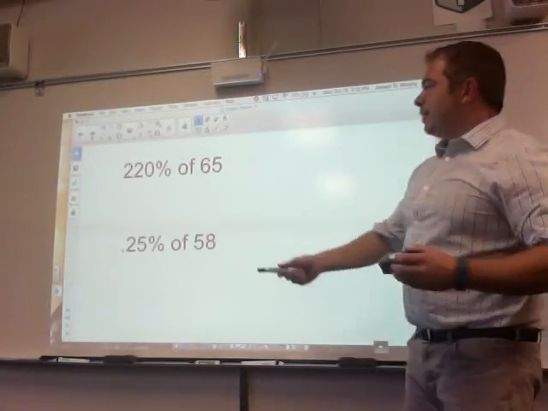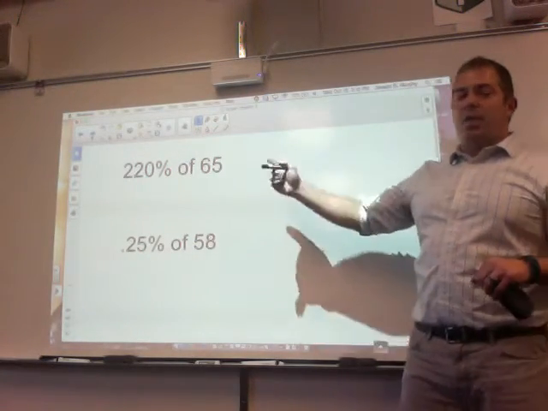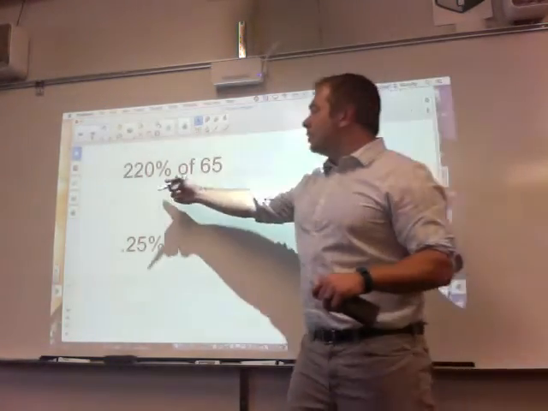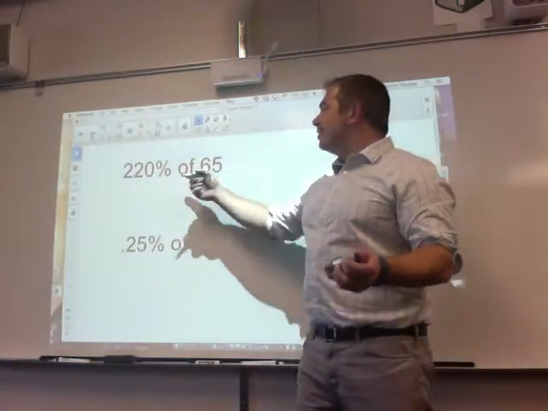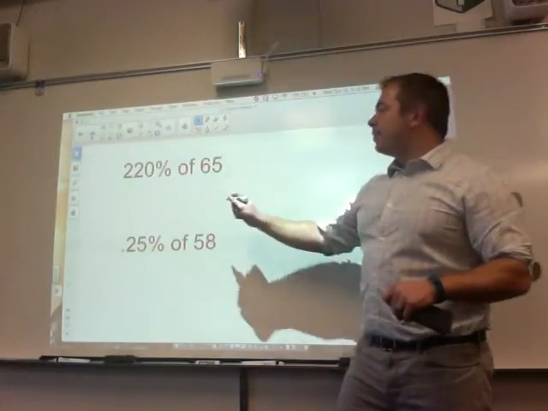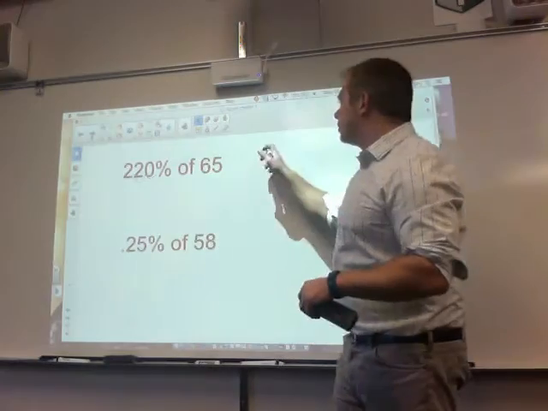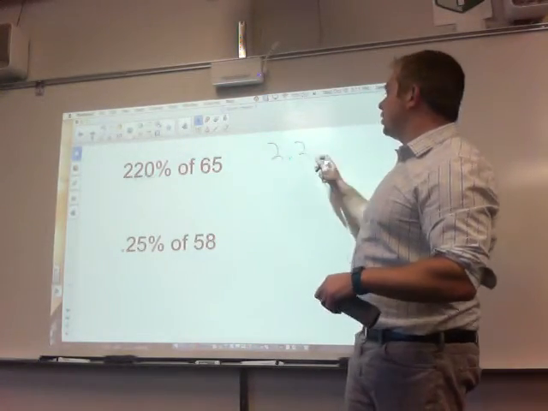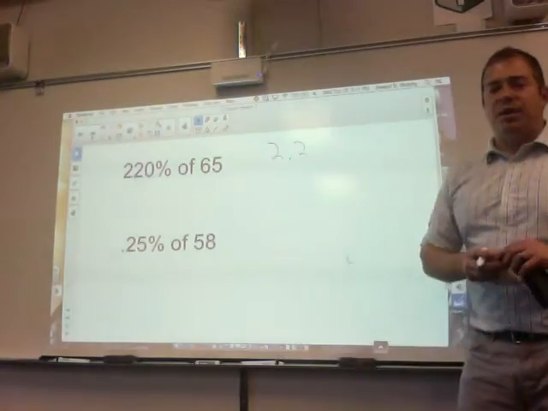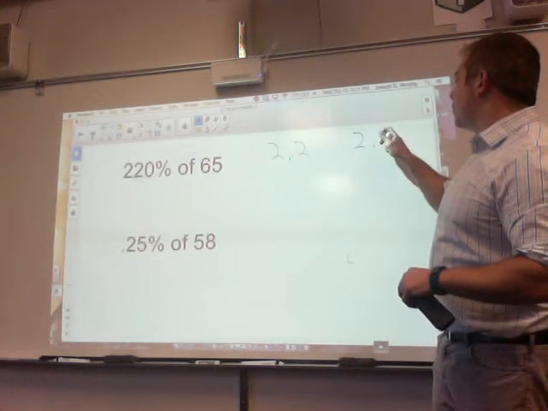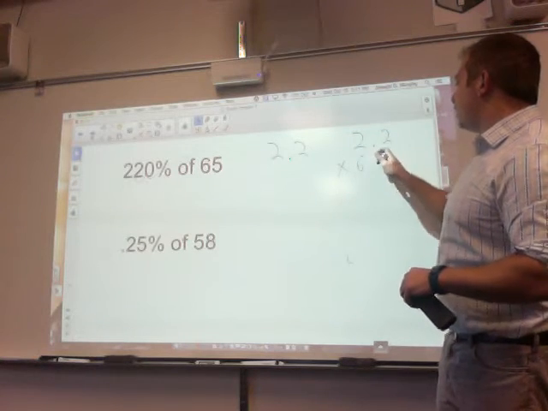All right, so let's try this one. 220%. I know that's over 100%, but 220% of 65. Which one has more digits? Well, after I change this into a decimal, it just becomes 2.2. And 65 has 2 digits, so it doesn't matter which one's on top. So I'm going to do 2.2 times 65.